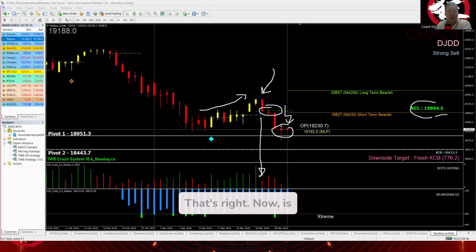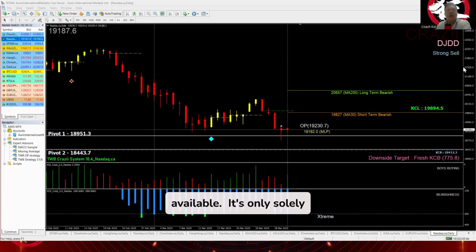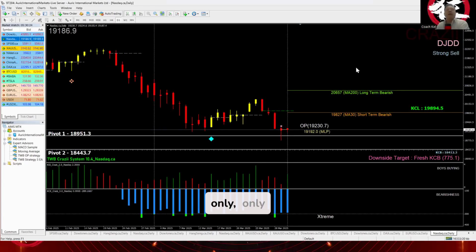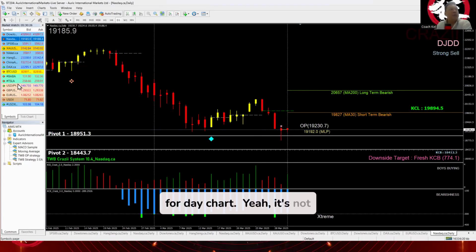Okay, guys, so that is how you use a KCL to trade. Now, is a KCL available on the 5-minute chart? No, it's not available. It's only for the day chart only.